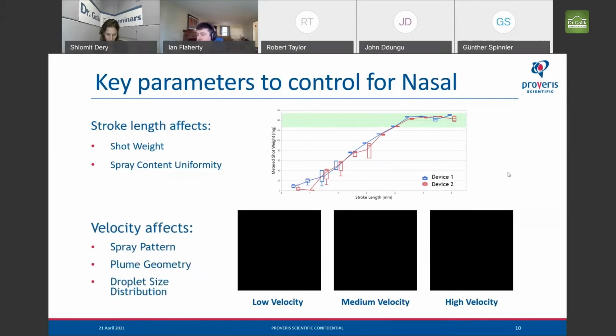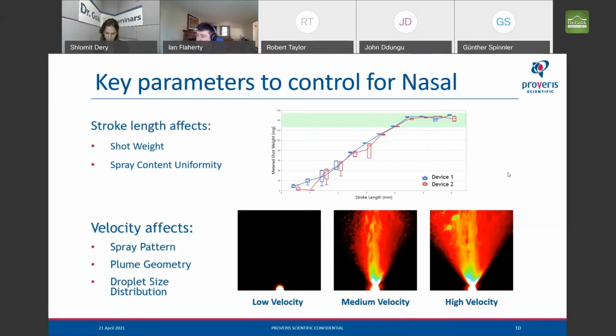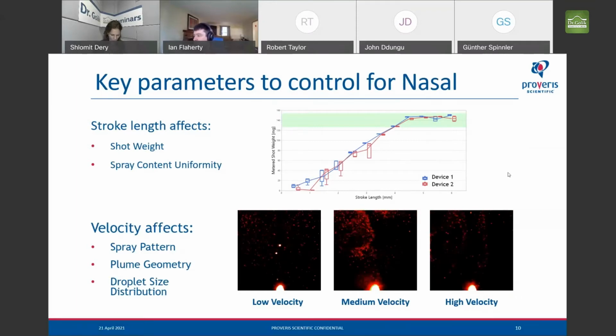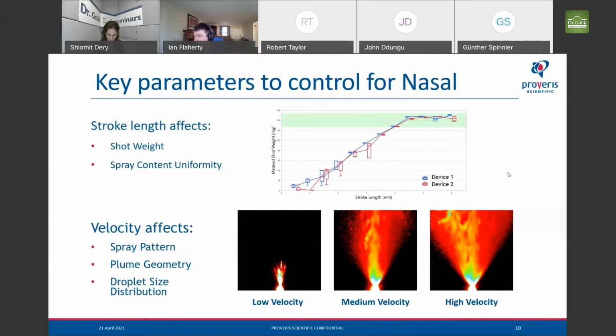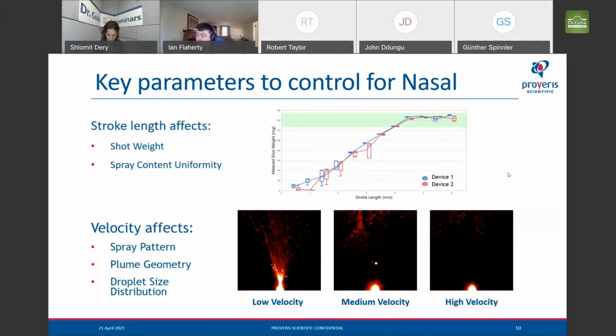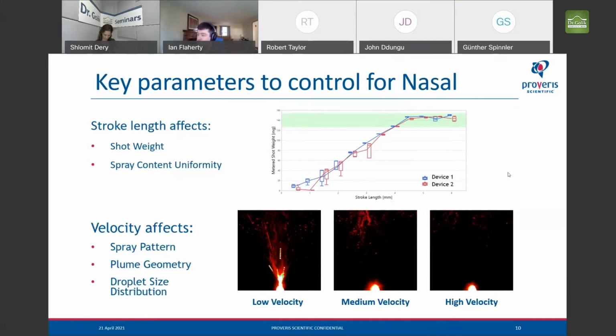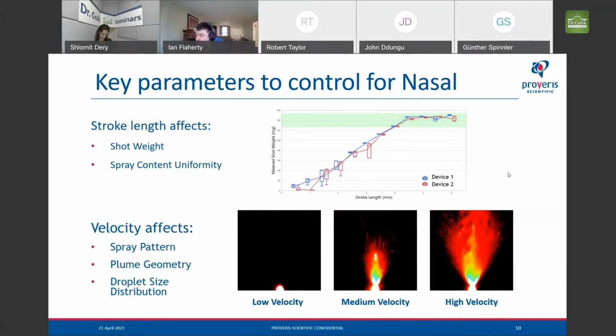Velocity is another important parameter. In software, you can control that as well. Velocity has the potential to greatly impact spray pattern and plume geometry measurements, as well as droplet size distribution. These 3 videos are just examples of extremes, so low, medium, and high velocity, and you can see how different the spray profile is. This orientation would be set up for a plume geometry measurement. It's actually just a live video from a particular measurement for each of these 3 devices.